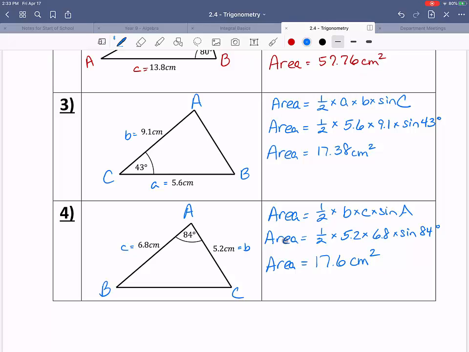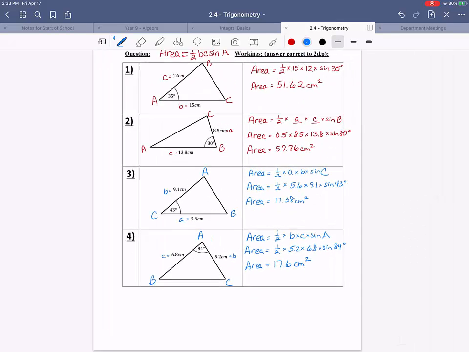And then finally, the last question. So when you type it in, you get 1/2, 5.2, 6.8 sine of 84, and that should give you 17.6 square centimeters.